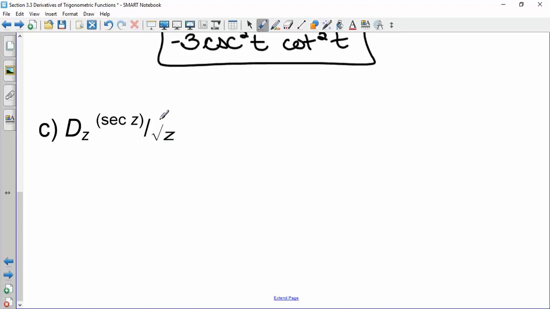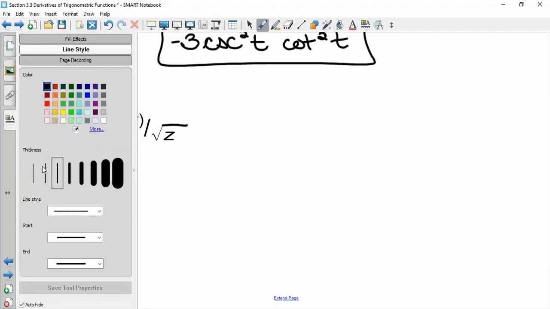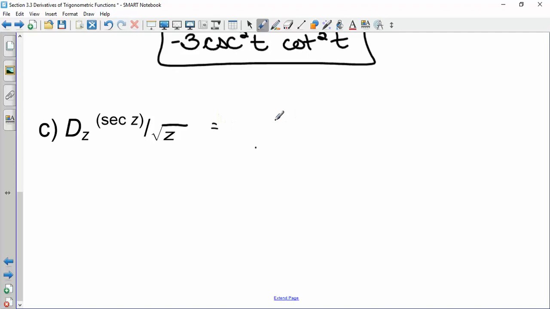Let's keep doing these. I have secant of z divided by the square root of z. Or you could think of that as secant of z over z to the 1/2. So what do we need to do? Quotient rule. So low, d high. What is the derivative of secant? Secant z, tangent z.